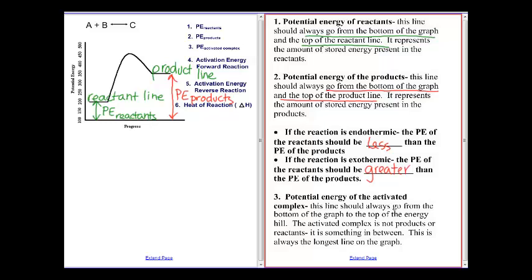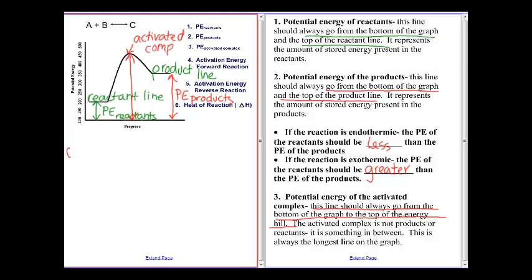Okay? There's only one other potential energy we need to label, and that's the potential energy of the activated complex. This line starts at the bottom of the graph and goes to the top of the hill. Because before the reaction you have reactants, after the reaction you have products, in the middle of the reaction here, when you're at the top of the hill, we call this an activated complex. It's not reactants, it's not products, it's something in between. So this line that starts at the bottom and goes to the top of the hill, that is the potential energy of your, I'm just going to put AC for activated complex.